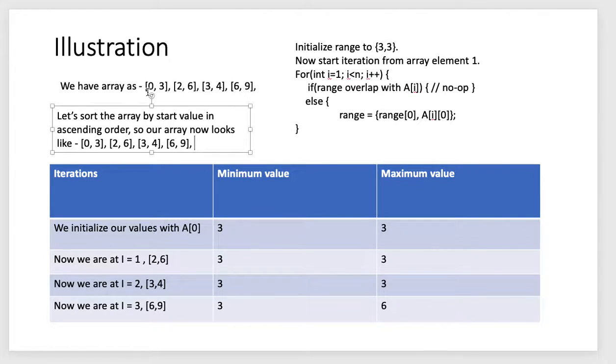So the overall time complexity here would be just O of n, because I'm just iterating over my intervals. But because we are sorting, I should consider n log n time as well. So overall time complexity will come around O of n log n. So yeah, that's the solution I had in mind.